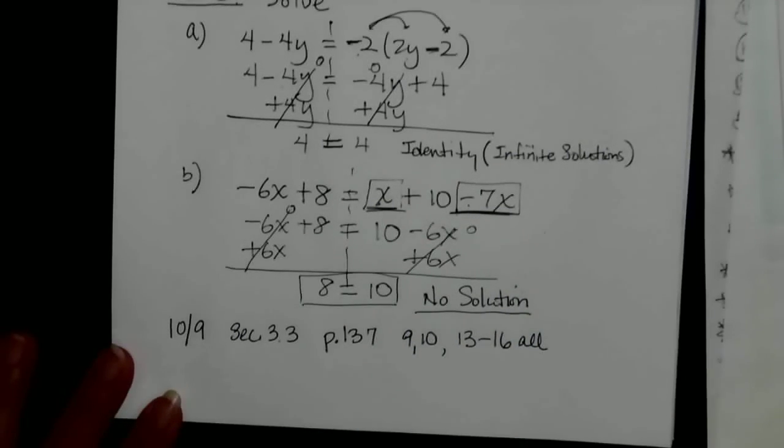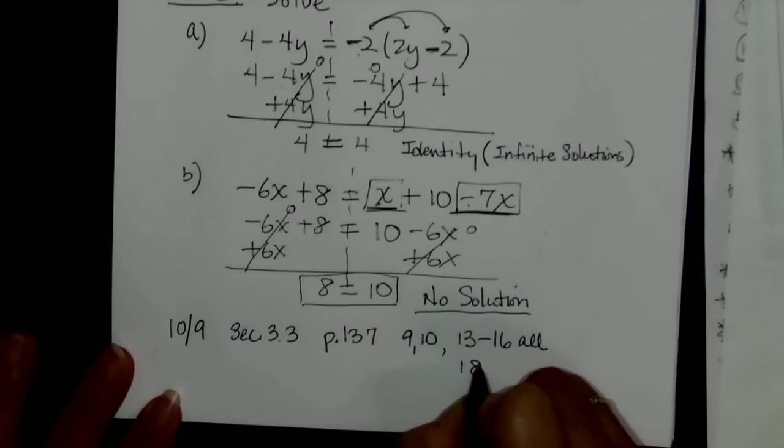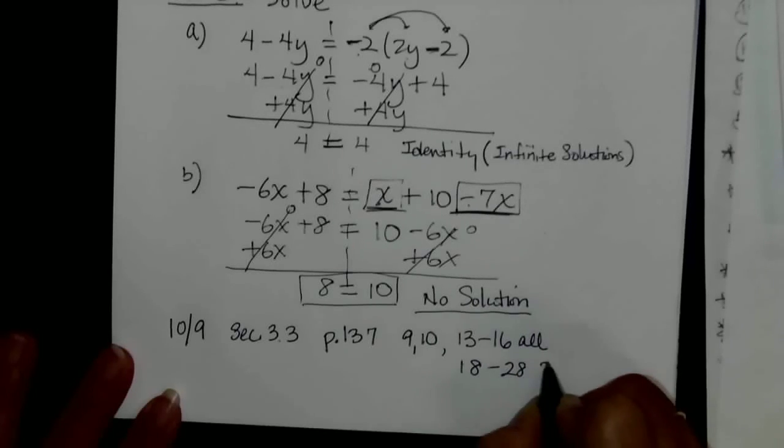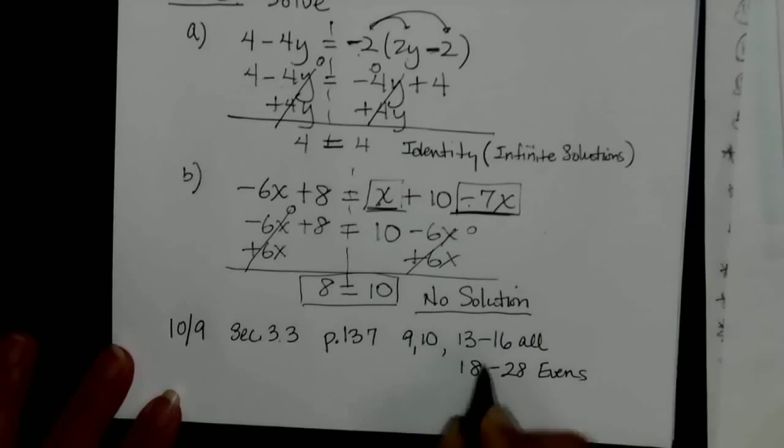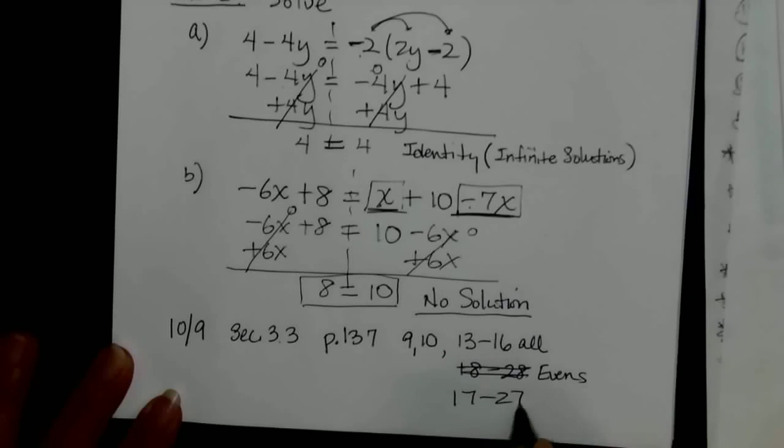Plan book. And then 18 through 28 evens. See, I knew that. You know what? Let's change that to 17 through 27 odds.